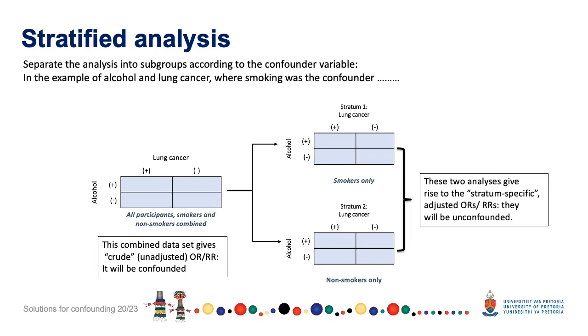In order to perform stratified analysis, you stratify your data according to the confounding variable present or the confounding variable absent. So with regards to alcohol and lung cancer, where smoking was the potential confounder, we will perform the odds ratio for smokers, and we'll do the same for non-smokers, but separately. So these will give stratified odds ratios, and they will be unconfounded by smoking status.